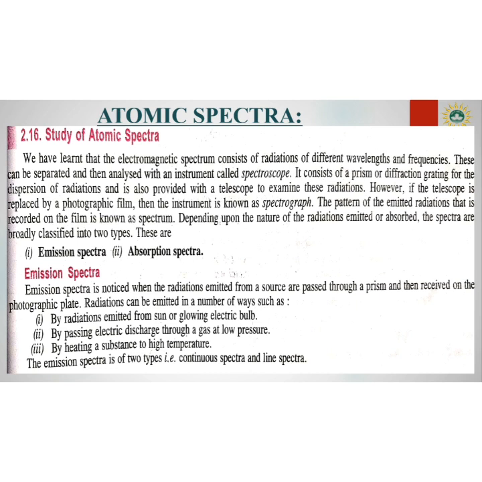Now, this radiation can be emitted in a number of ways: by radiation emitted from the sun or a glowing electric bulb, by passing electric discharge through gas at low pressure, or by heating a substance to high temperature. Now, these emission spectra are of two types. One is continuous spectrum and another is line spectrum.